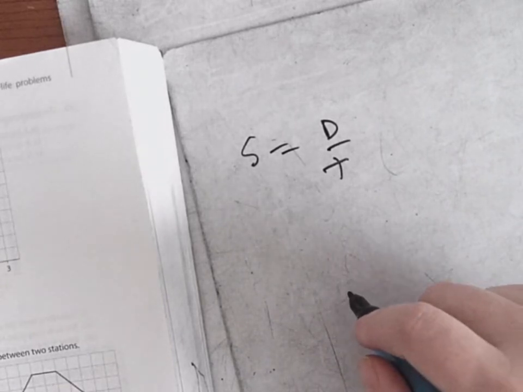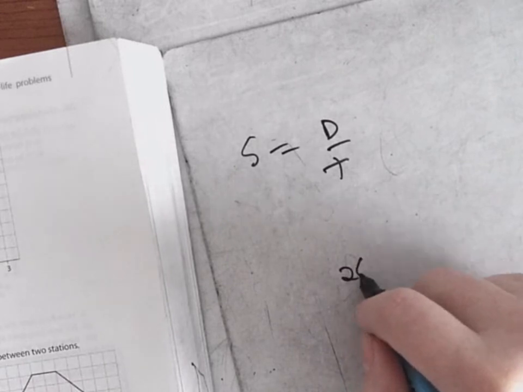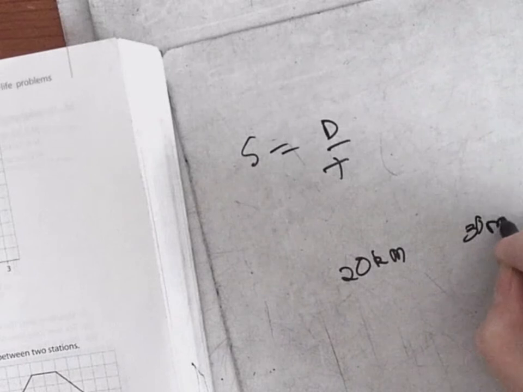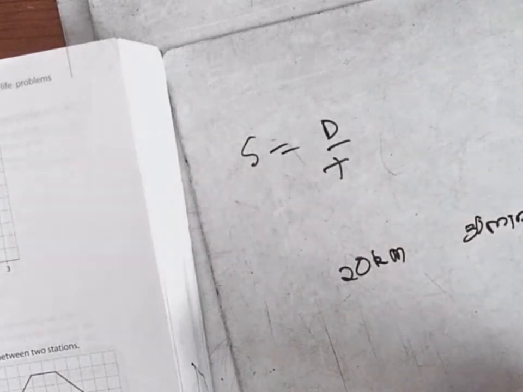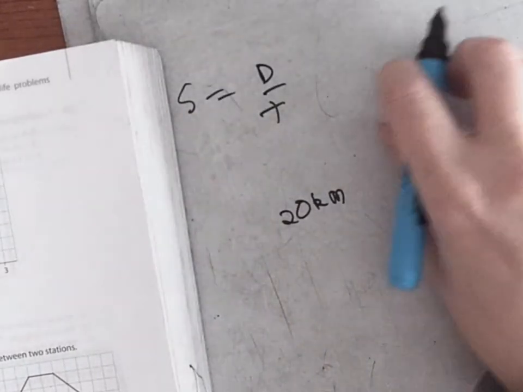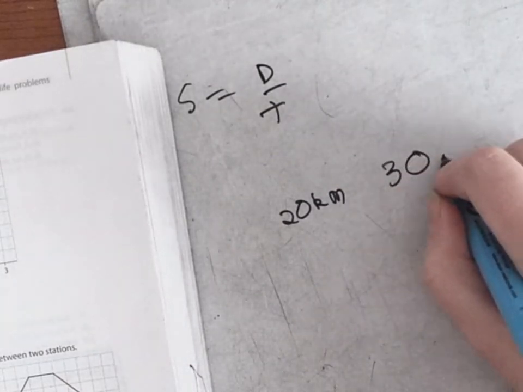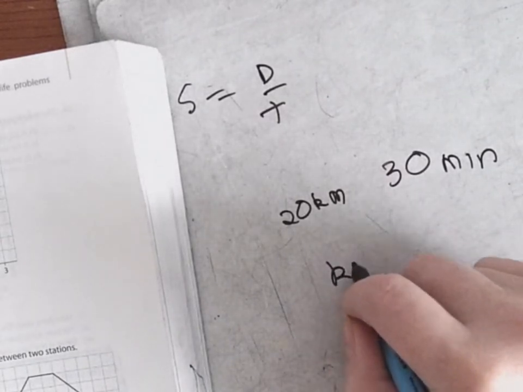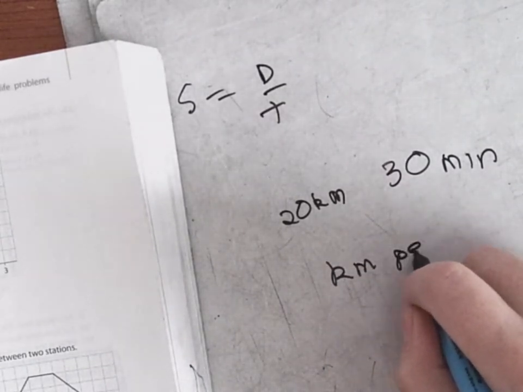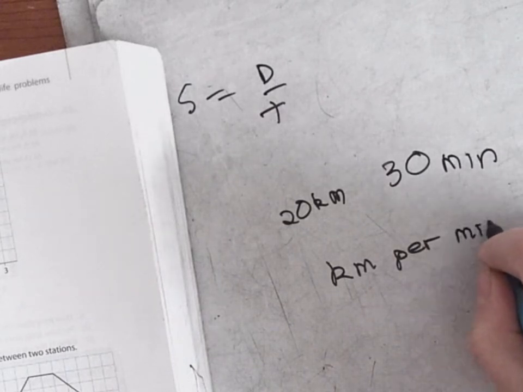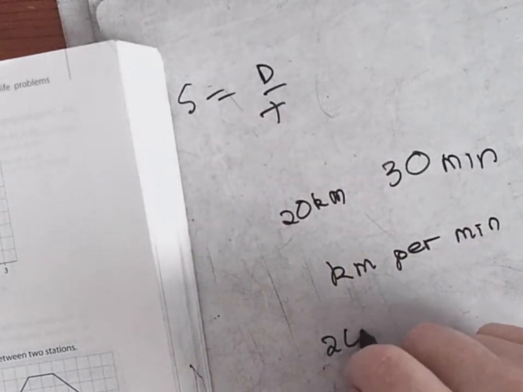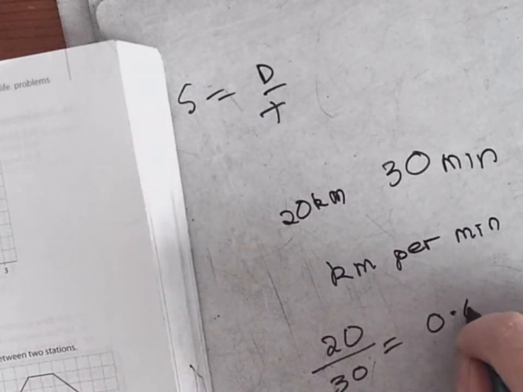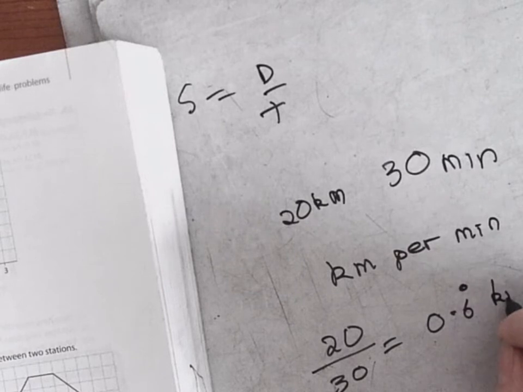So basically the outward journey is 20 kilometers, and it took them 30 minutes to do it, okay? And they said, what is the speed in kilometers per minute? Can I just tell you, you'll never be asked for speed in kilometers per minute. So the speed in kilometers per minute is 20 kilometers over 30 minutes, which is 0.6 recurring kilometers per minute.